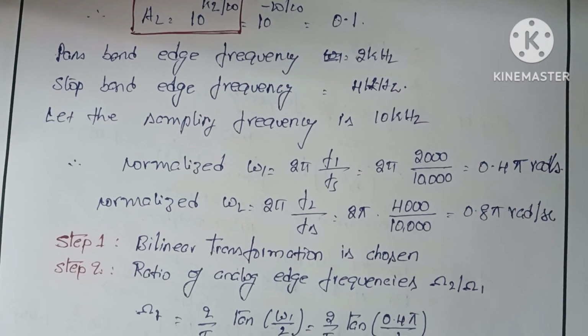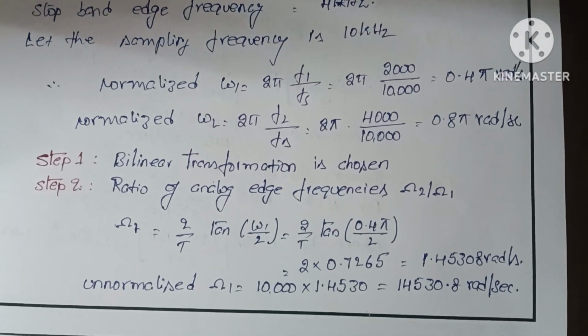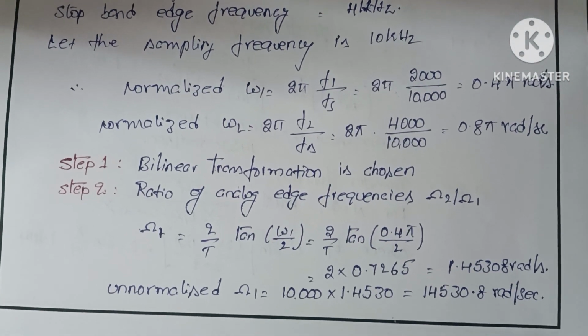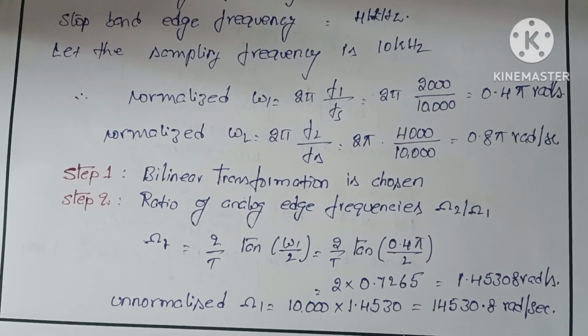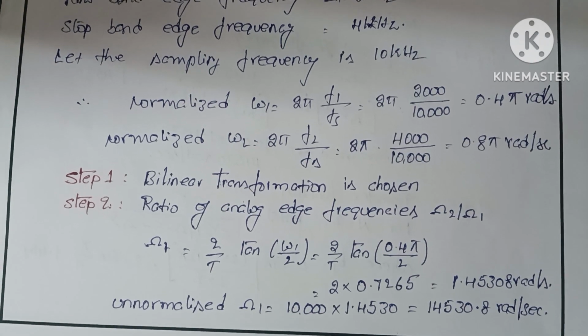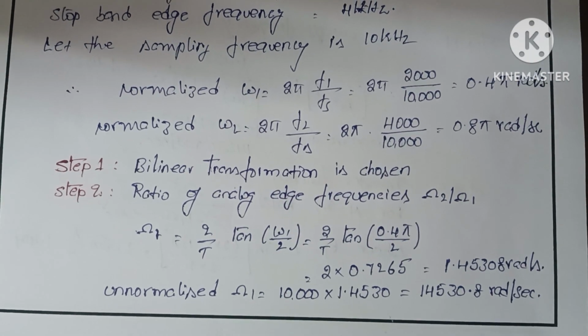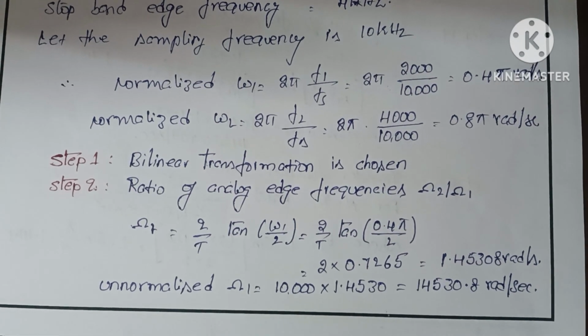We have to follow the step-by-step procedure. The first step, as all of you know, is to choose the type of transformation that we are going to be using in our problem. Here I told you already, bilinear transformation is chosen. Step 2, ratio of analog edge frequencies omega 2 by omega 1.